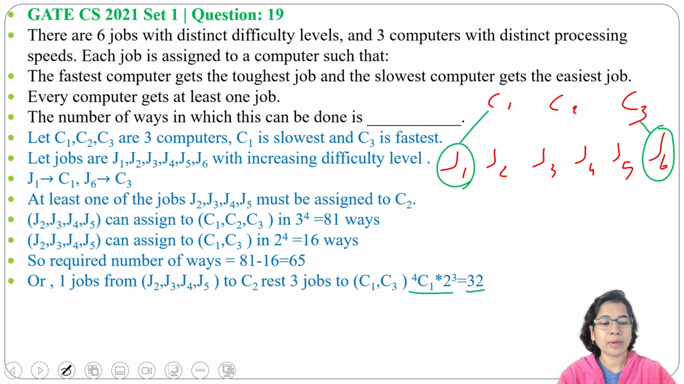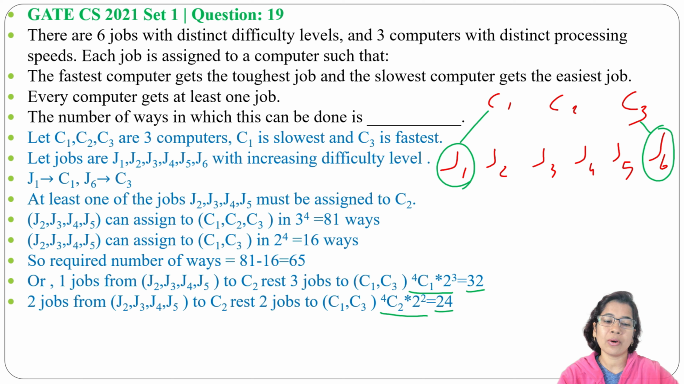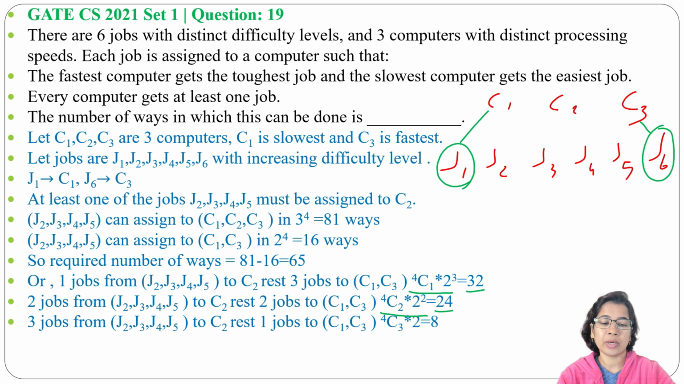Then 2 jobs from J2, J3, J4, J5 to C2 and 2 jobs to C1 or C3. Those 2 jobs to C2 we can do in 4C2 ways and 2 jobs to C1 or C3 we can do in 2 power 2. So 4C2 multiplied by 2 power 2 is 24. Next, 3 jobs from J2, J3, J4, J5 to C2 and 1 job to C1 or C3. 3 jobs we can do in 4C3 ways and 1 job to C1 or C3 we can do in 2 ways, 2 power 1, either to C1 or C3. So 4C3 multiplied by 2 is 8.